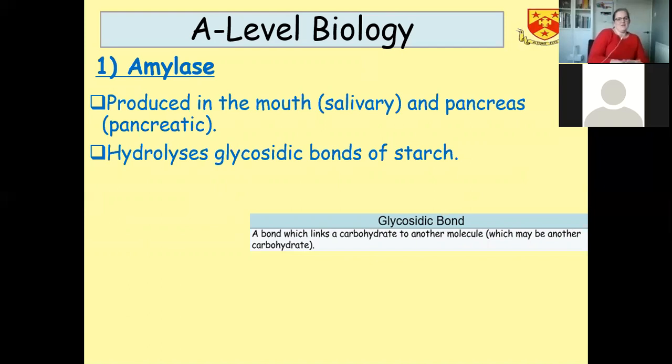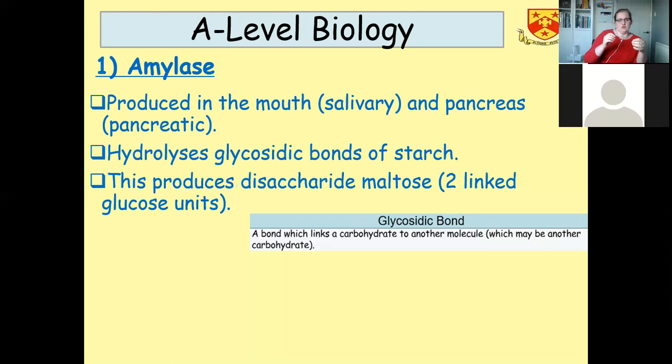Amylase hydrolyzes glycosidic bonds of starch. So it breaks down those glycosidic bonds that you find in starch. Remember, a glycosidic bond is a bond which links a carbohydrate to another molecule, which may be another carbohydrate. And in starch, you've got lots of glycosidic bonds between each unit, and it breaks them down.